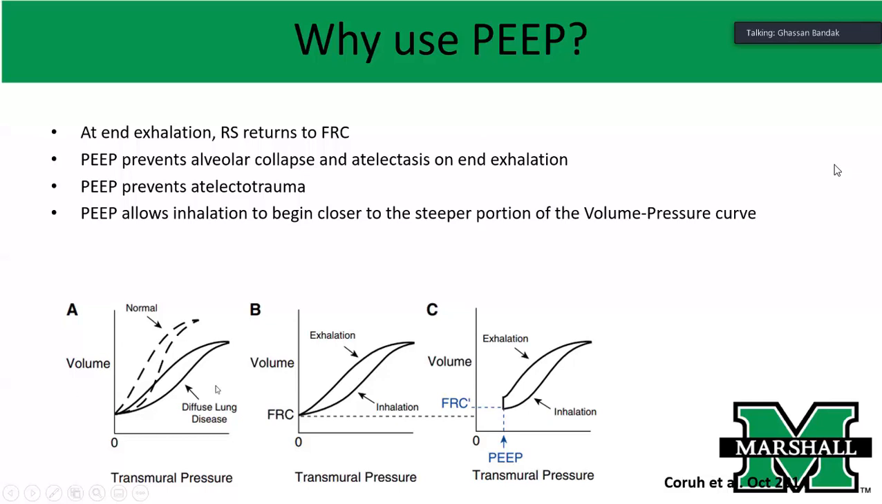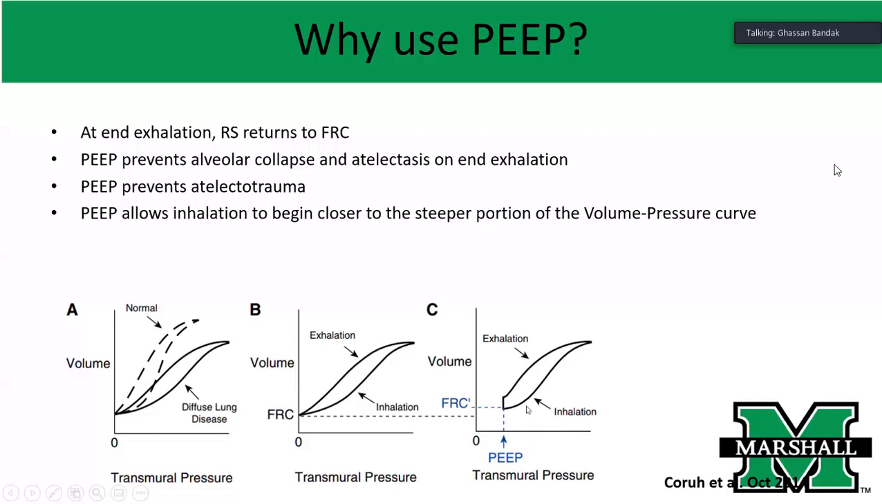So as the lung gets diseased in ARDS, it becomes more stiff. You need more pressure to open up the lung, okay? Remember, we said at exhalation, the respiratory system goes back to FRC, okay? So that means the lung opens up and the lung closes down, okay? When you give PEEP, you prevent that complete closure, okay? So when you give PEEP, the lung is not going to go back to FRC.